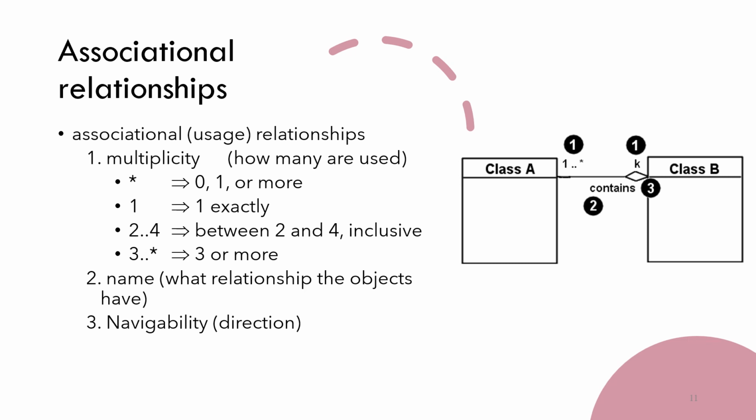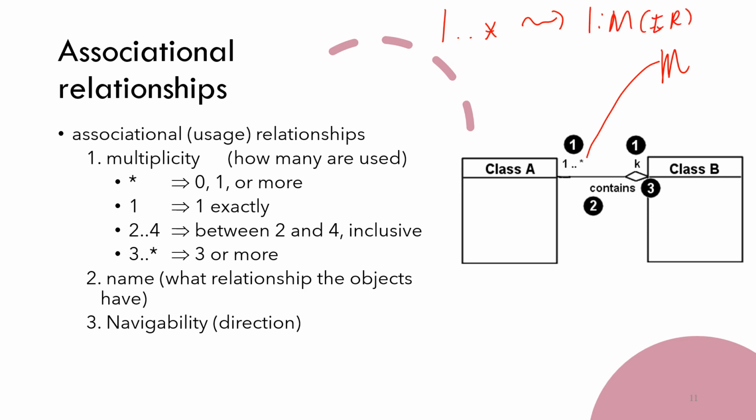Next is an associational relationship, so we call it an association. We have multiplicity, how many are used, and then the name of the association, and also the navigability, the direction. So this is how class A is associated with class B. We have multiplicity, and these are the various options. Star means 0 or 1 or more, so means many, like many in ER. 1 is exactly 1. Here 1..* represents 1 to many in ER.